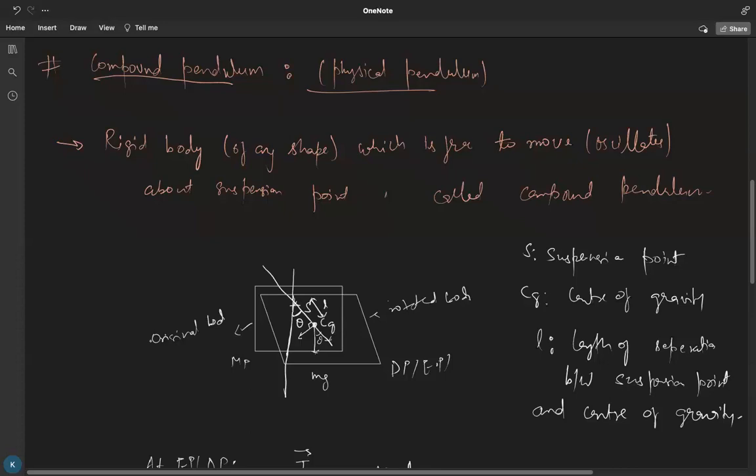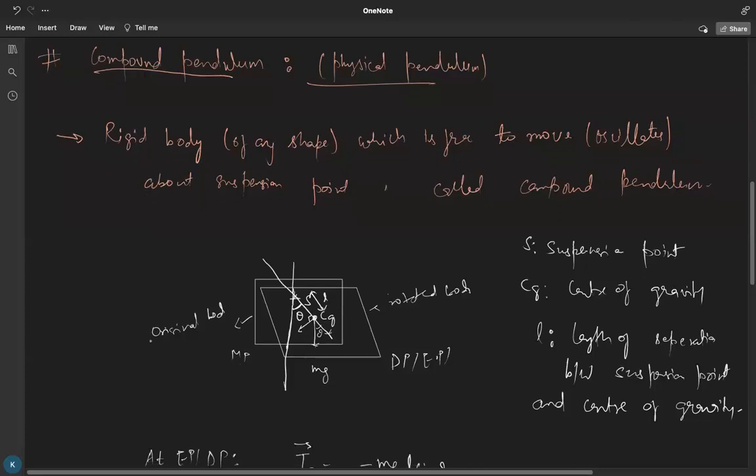the mass attached is any rigid body of any shape which is free to oscillate about its suspension point, right? So this kind of system is called a compound pendulum. That means it can be any kind of system, any rigid body of any shape, and you can do the following with it.